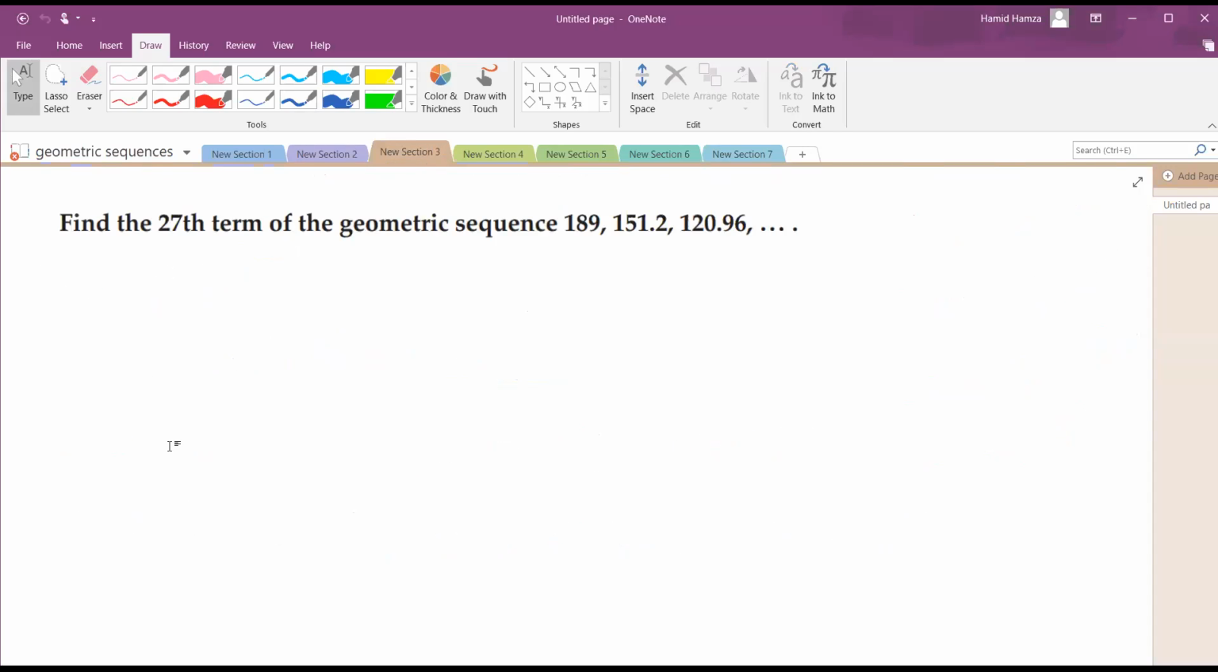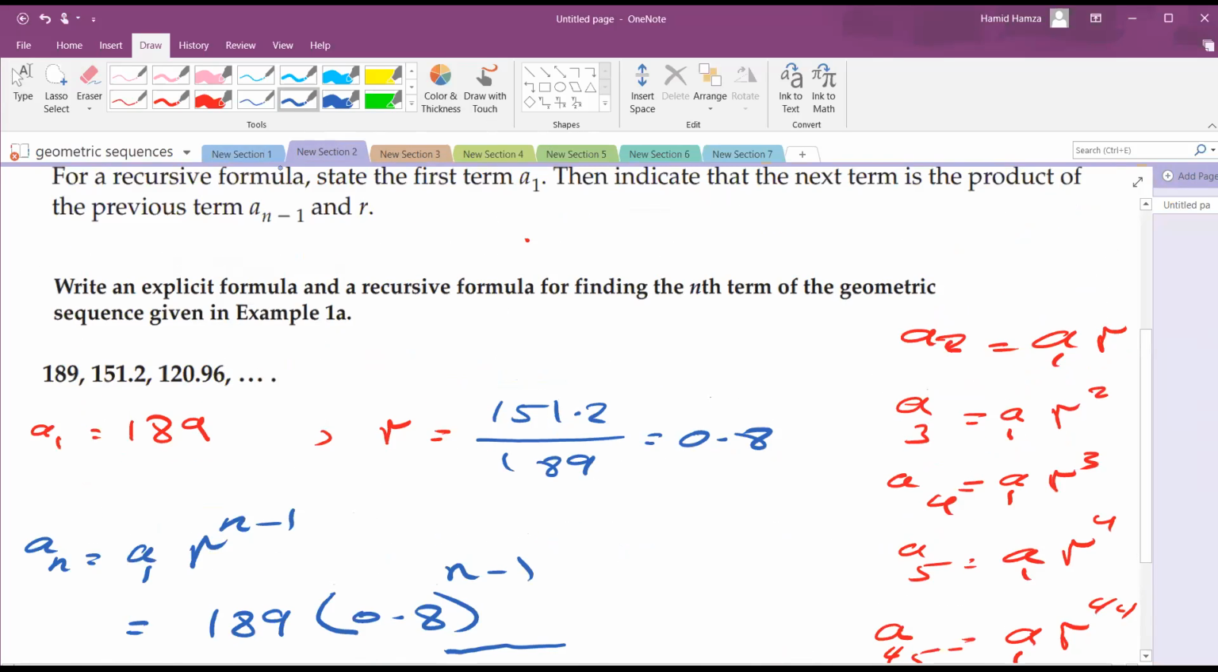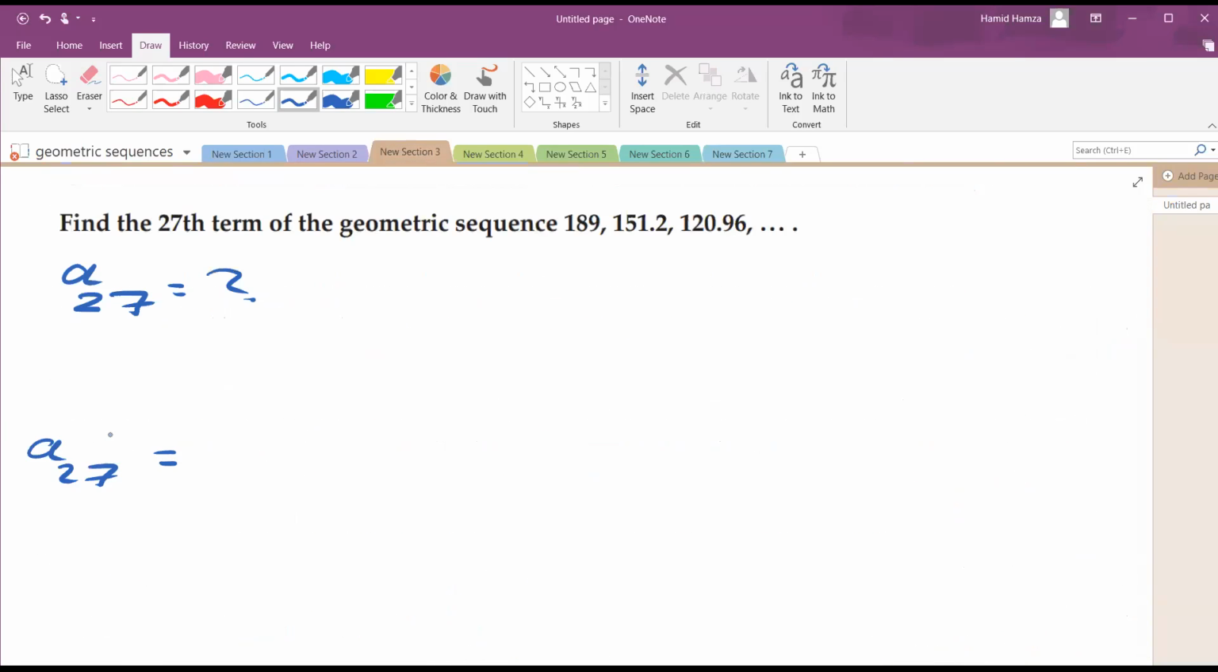Now let's go to our question here. We wanted to find the 28th term. That means we wanted to find a27. You know that a27, if you write it in a shortcut way, as we know here, will be a1 multiplied by r raised to the power of the order of the term minus 1, power 26.